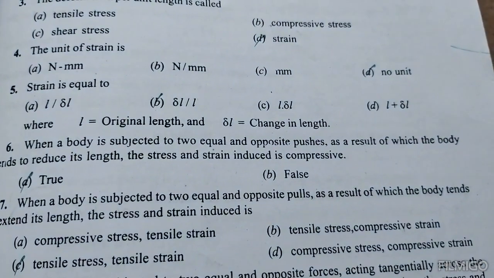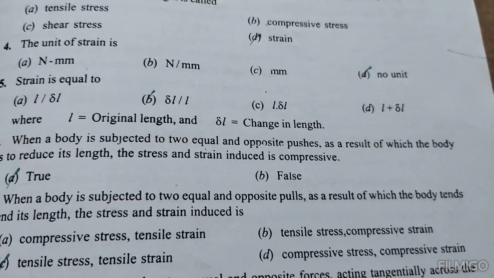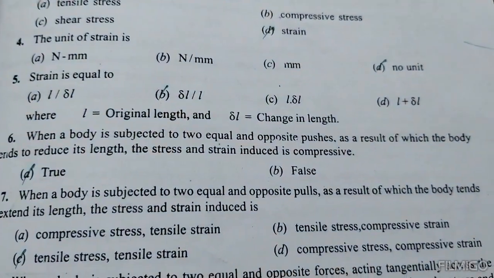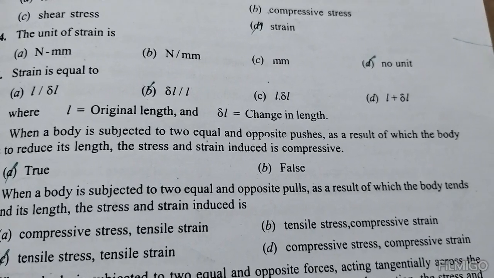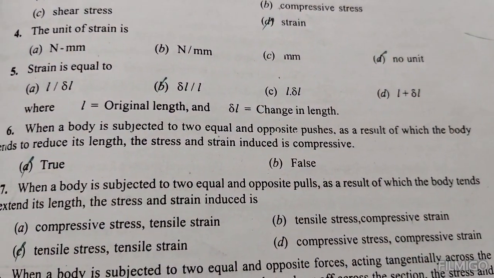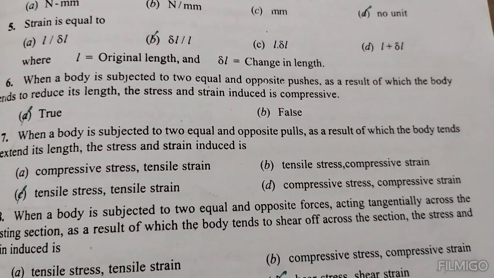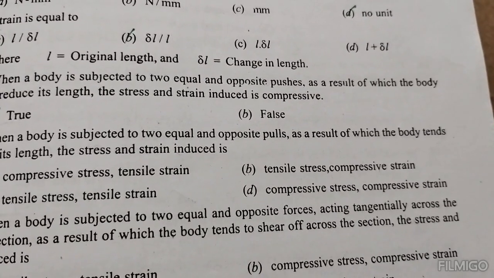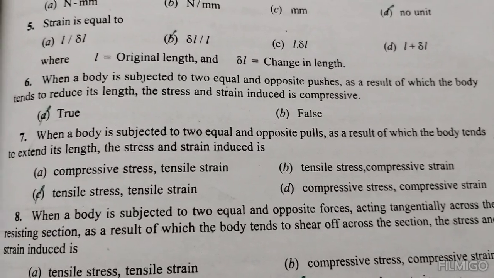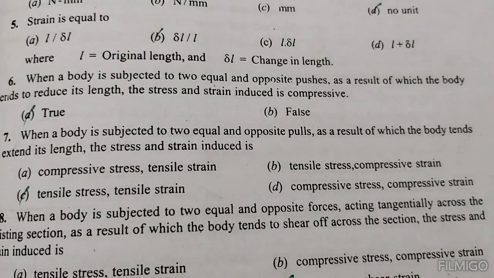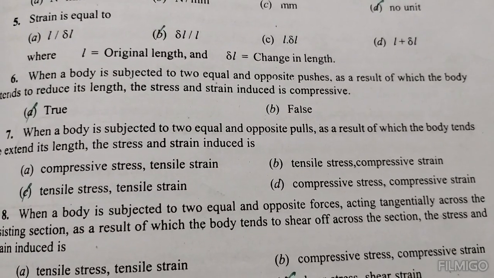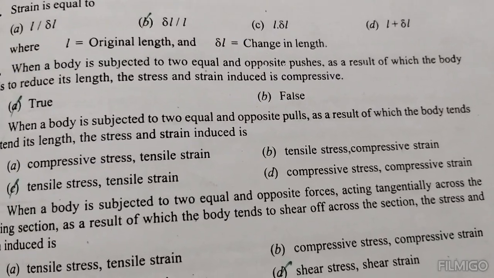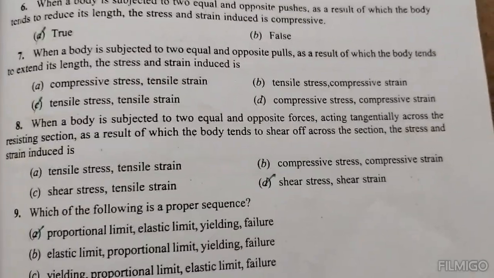When a body is subjected to equal and opposite pushes, as a result of which the body tends to reduce its length, the stress and strain induced is compressive. When a body is subjected to equal and opposite pulls, as a result of which the body tends to extend its length, the stress and strain induced is tensile stress, tensile strain.